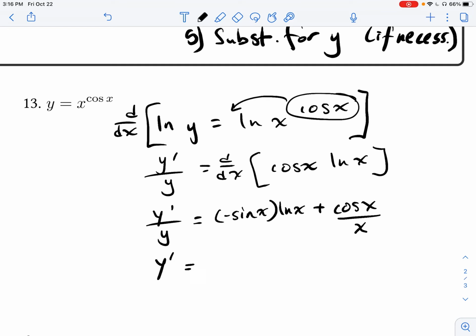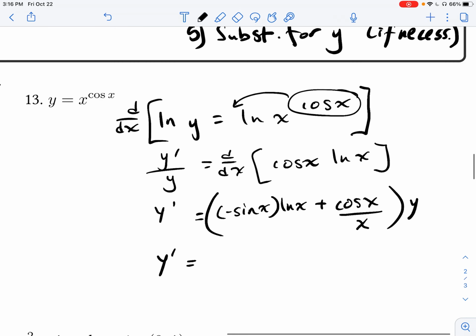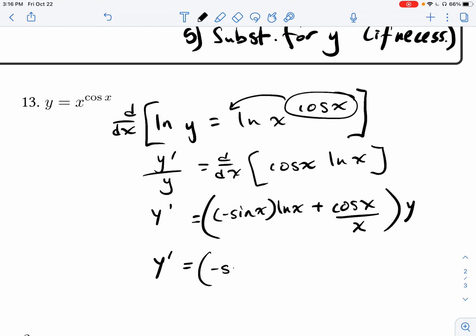I'm going to go ahead and isolate my y prime. So I can actually just do this in the previous step. Just multiply both sides here by y. And then I can just write this now as negative sine x, natural log of x, plus cosine x over x. All of this times what y is equal to in terms of x, x to the cosine x power. Okay? All right, let's try a slightly different problem now.